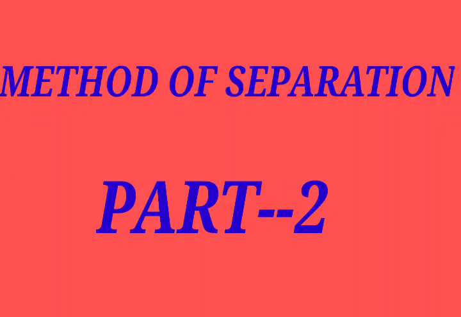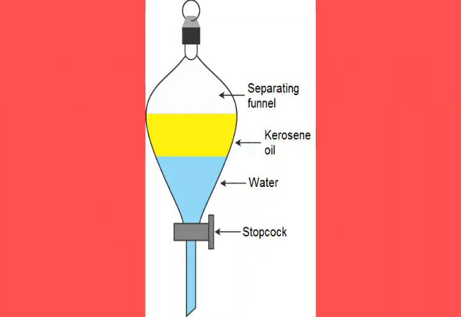In this video, I am going to discuss some more methods of separation of different kinds of mixtures. First, I am going to discuss the separation of a liquid-liquid mixture. This we can do by using the separating funnel. A separating funnel is a simple device used to separate the components of a liquid-liquid mixture.